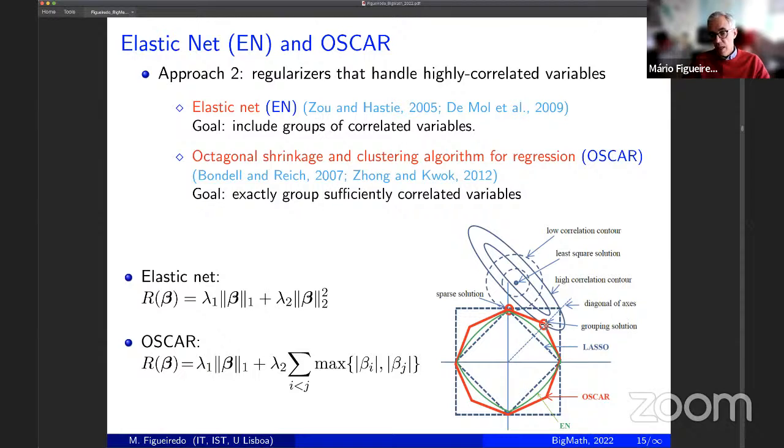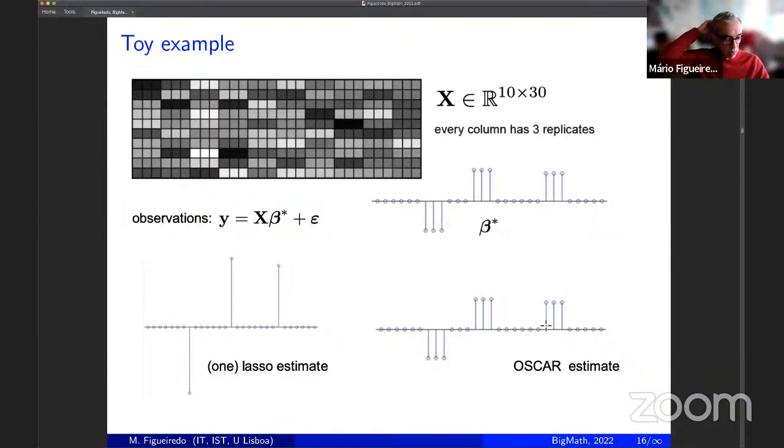This is in contrast with the situation where you have only one variable selected, so sparse, and here it's not sparse. Both variables are on, but they're equal to each other. So that's the key observation. Okay, so let me just give you an illustration.